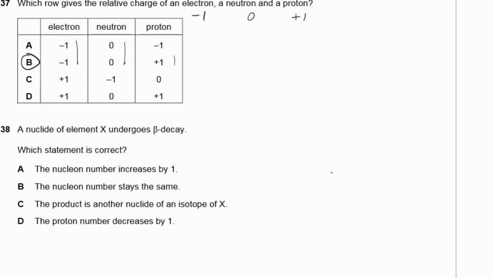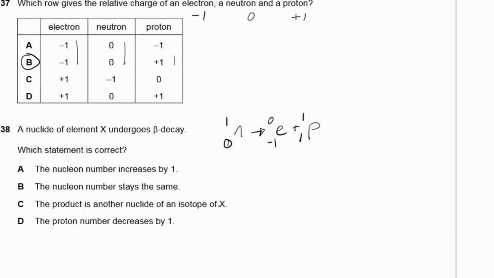38. A nuclide of element X undergoes beta decay. Which statement is correct? What happens with beta decay? Well, we start with a neutron. It gives out an electron and changes into a proton. Okay, so proton has a charge of 1 and a mass of 1. Electron has a charge of -1 and a mass of 0. And a neutron is 0 and 1. Mass of 1, no charge.